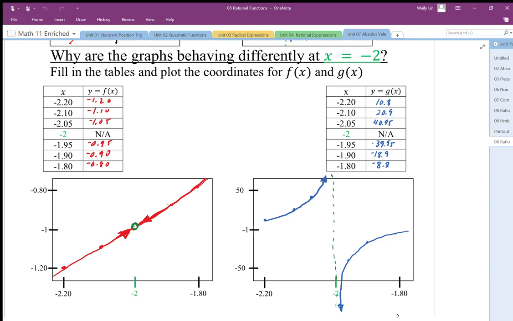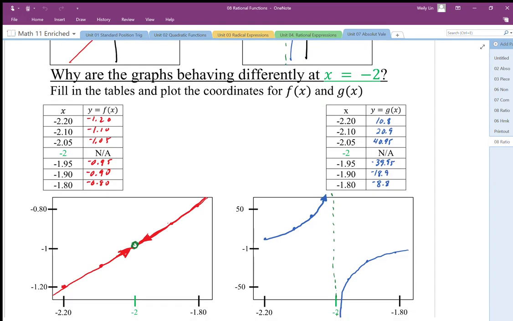What we want to do then is connect this idea of restricted values, the restricted value for x here. On the red graph we got a hole, and at the restricted value on the blue graph we got a vertical asymptote. So we wanted to connect restricted values to either a hole or a vertical asymptote. So how do we determine if it's a hole or if it's a vertical asymptote?